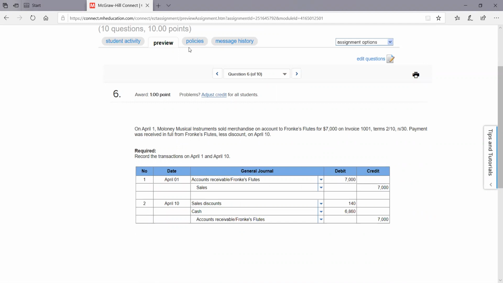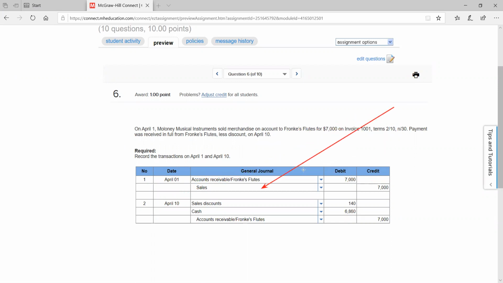Number 6, we're going to deal with how to calculate a discount. Remember the discount, if it says 2/10, n/30, that means if they pay within 10 days, they get a 2% discount. So $7,000 is the sale. Notice we debit AR, credit sales, and then they're going to pay us within 10 days.